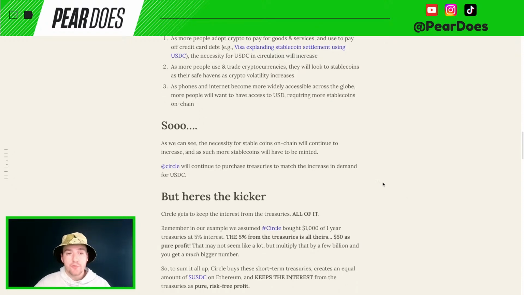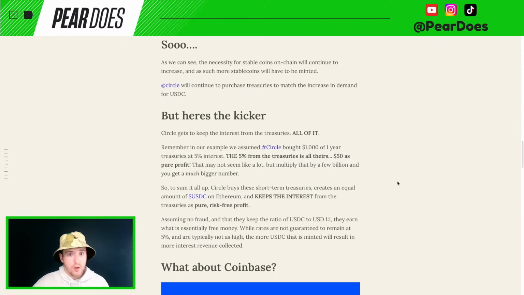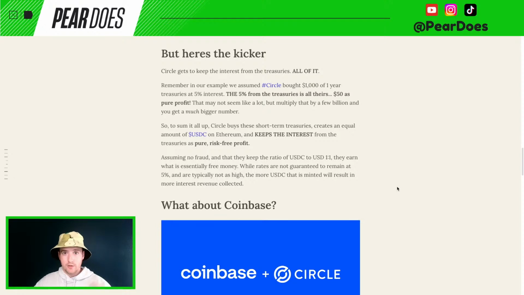As we can see, the necessity for stablecoins on chain will continue to increase, and as such, more stablecoins will have to be minted. Circle will continue to purchase treasuries to match the increase in demand for USDC. Although the interest rate on these short-term treasuries will fluctuate and is not as high today as it was a couple years ago, Circle will continue to take a part of this yield as a kicker for themselves, but they also have other methods for creating value for not only their business, but for stablecoin holders, such as a yield on their stablecoin if they hold it in certain places.